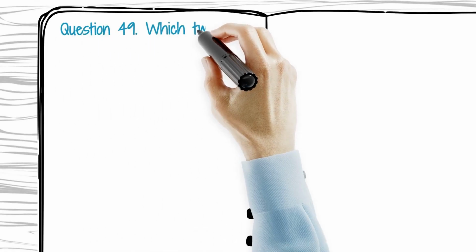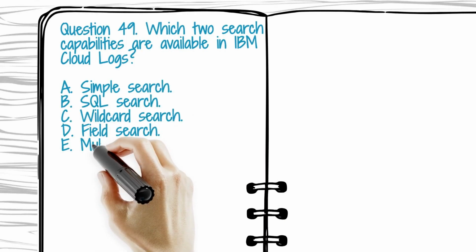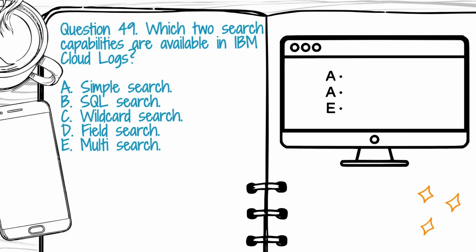Question 49. Which two search capabilities are available in IBM Cloud Logs? A. Simple Search, B. SQL Search, C. Wildcard Search, D. Field Search, E. Multi-Search.